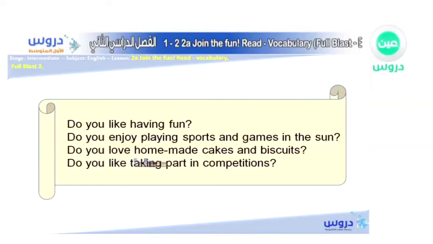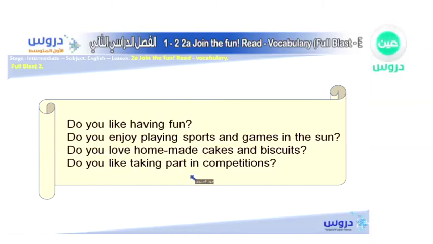What about the third one? Do you love homemade cakes and biscuits? Well, who doesn't love homemade cakes and biscuits? Who doesn't love cakes and biscuits in general? Don't you agree? Well, yeah, I believe that. Everyone actually loves cakes and biscuits.